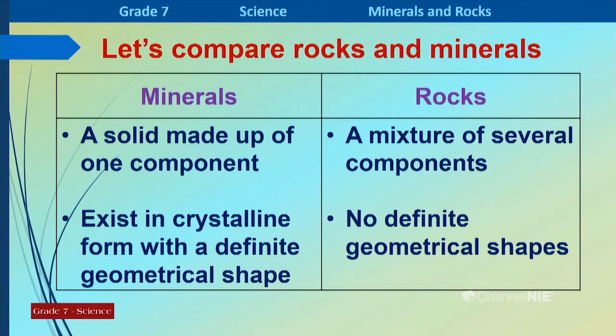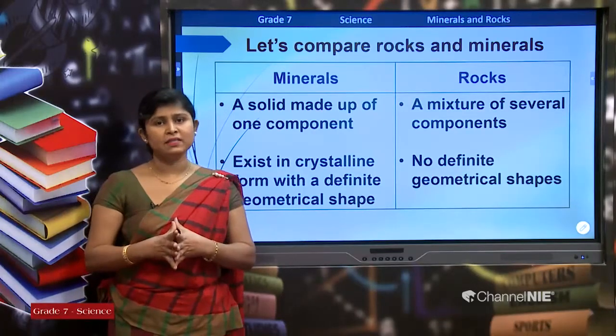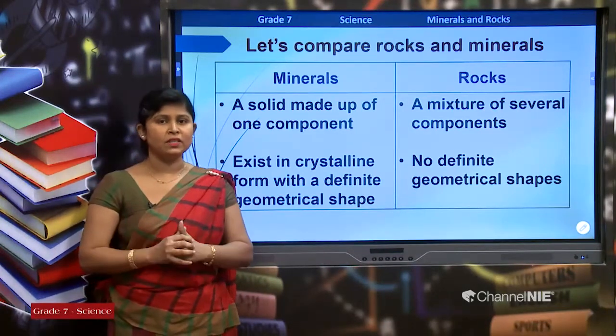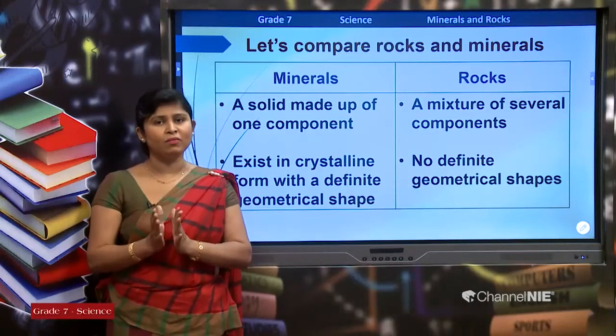Exist in crystalline form with a definite geometrical shape. We learned that minerals have an orderly arranged structure, so they have a definite geometrical shape, so they exist in crystalline form. There are different types of crystalline forms. I will give you that later, but at this moment you have to understand that minerals have definite geometrical shape and crystalline forms. But when we think about rocks, it is different. Rocks do not have a definite geometrical shape, right. I think you all can compare rocks and minerals using a table like this. You can copy the table in your writing book and then you can compare them on your own after the lesson, right.